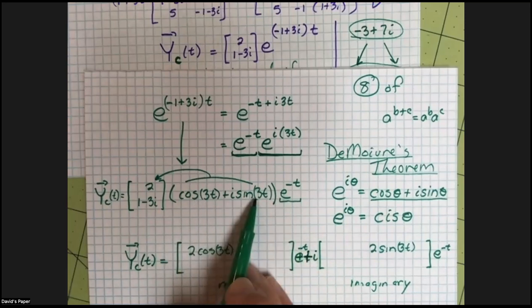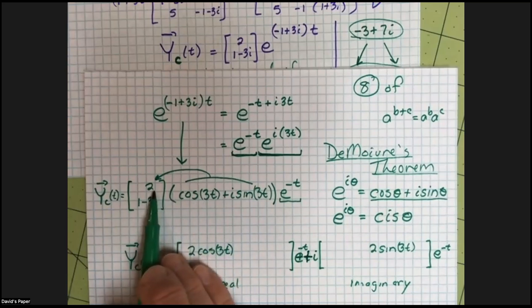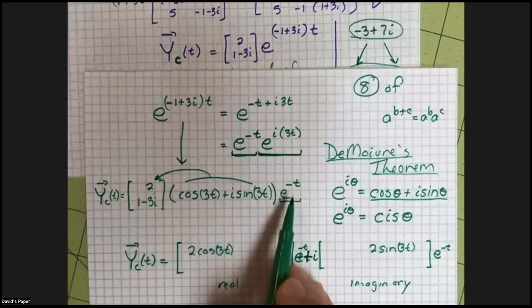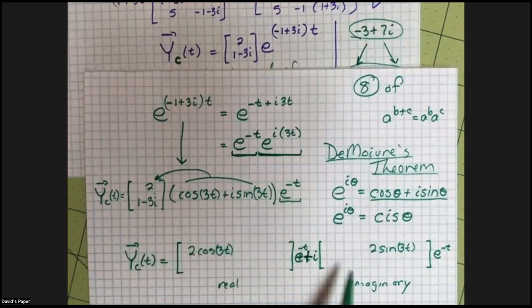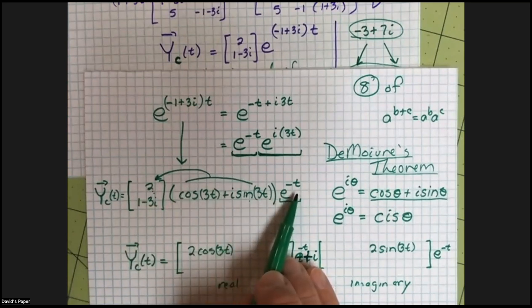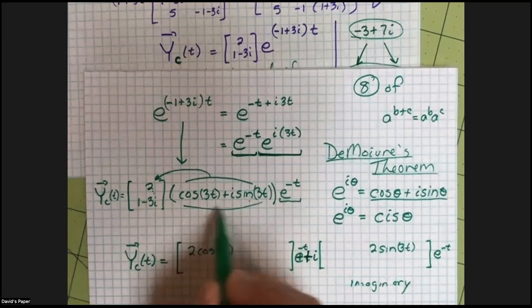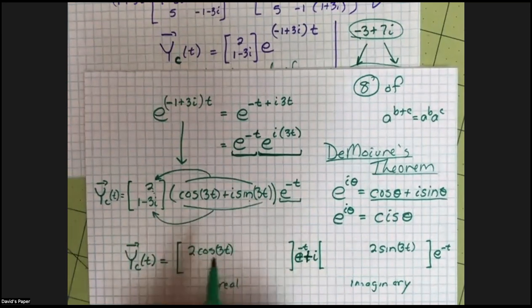a plus bi, the part that has no i is when the real part strikes the 2 and it has an e to the minus t attached. The part that has the i is when the imaginary part strikes the 2 and has the e to the minus t attached. That doesn't seem so much trouble. But now I have to do it times this fully complex number here.